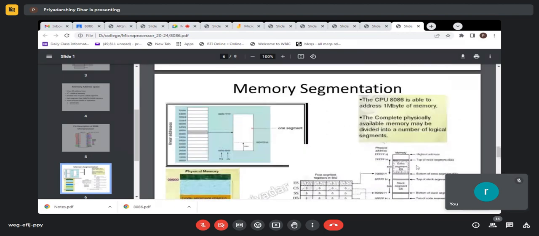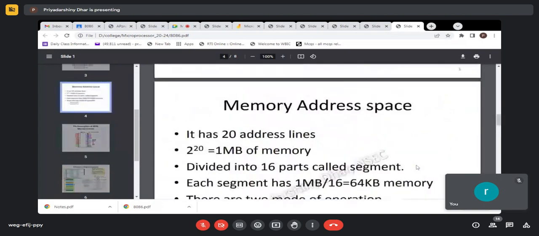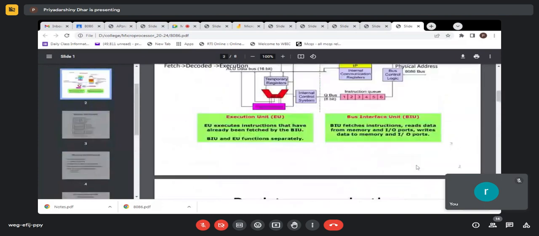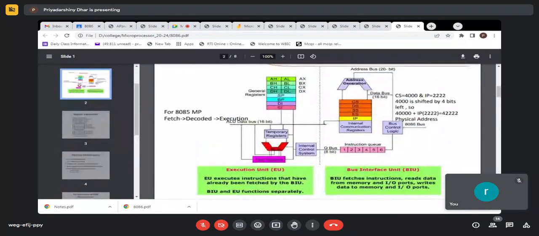Next, I will explain the code segment, data segment, extra segment, stack segment, and the instruction pointer register. Okay.